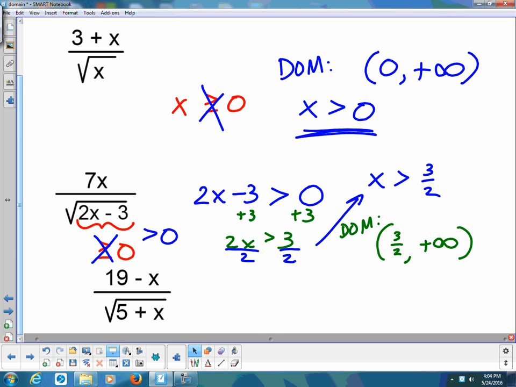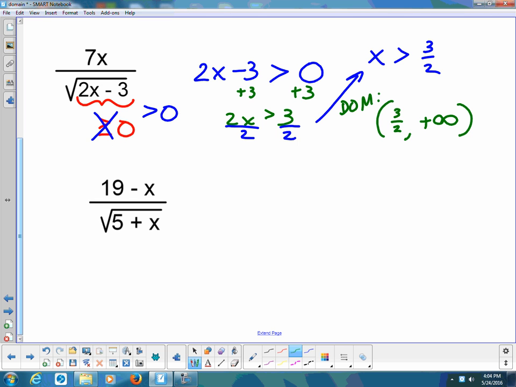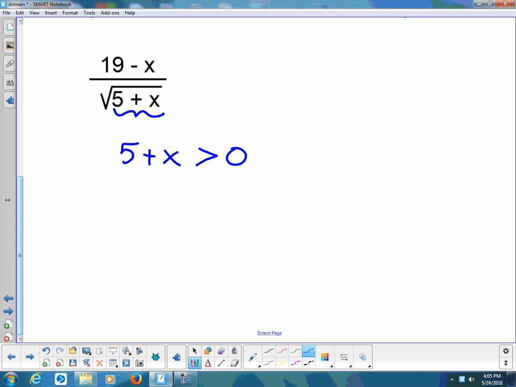All right, one last example here. For this one, we have 19 minus x over square root of 5 plus x. We have to make sure our denominator is not equal to 0, and it's under a radical, so we need to make sure it's greater than 0. So we have 5 plus x has to be strictly greater than 0, so I'm going to subtract 5 from both sides, and I get x is greater than negative 5.